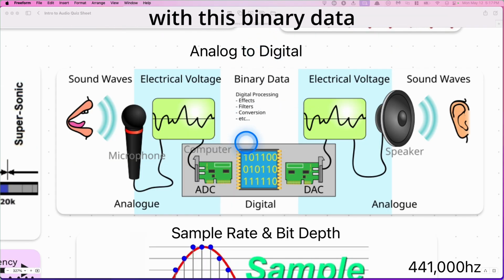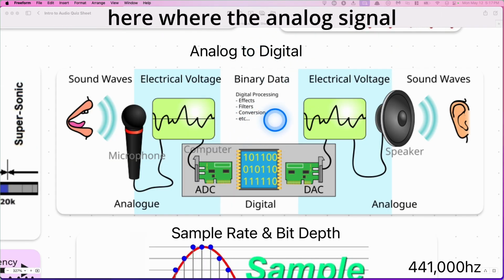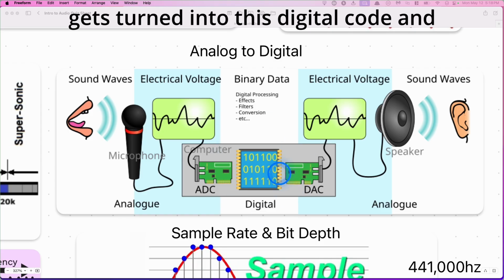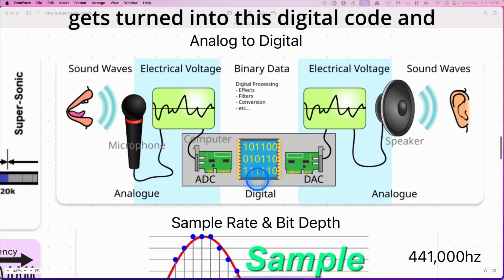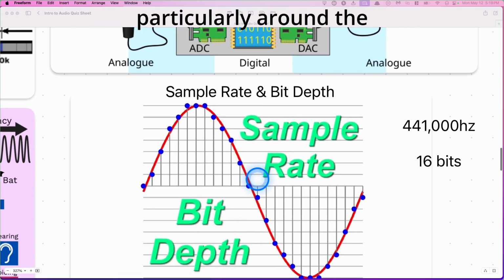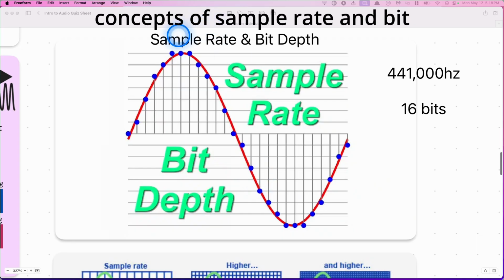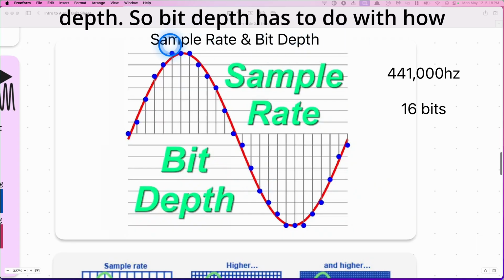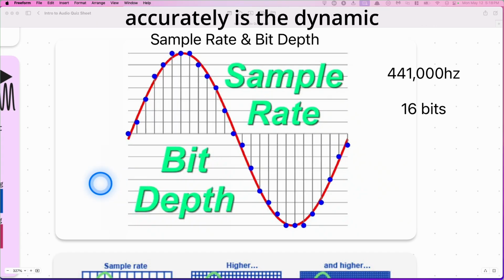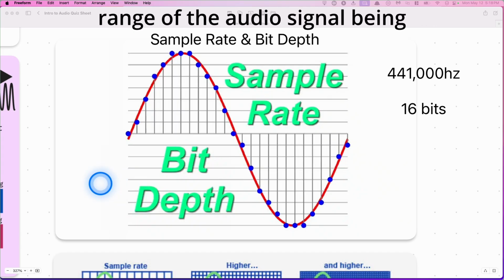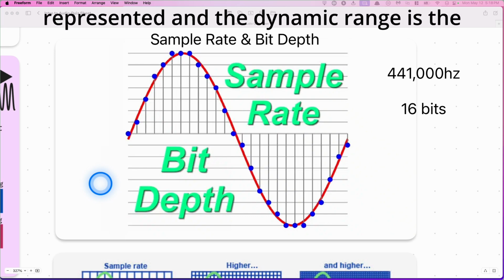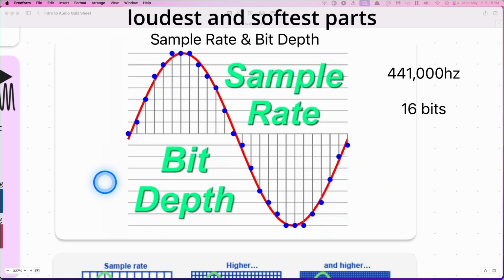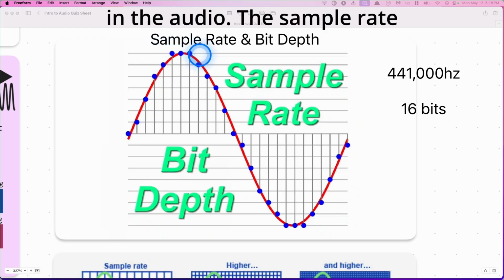But we're concerned with this binary data here, where the analog signal gets turned into this digital code, and particularly around the concepts of sample rate and bit depth. So bit depth has to do with how accurately the dynamic range of the audio signal is being represented. And the dynamic range is the loudest and softest parts in the audio.